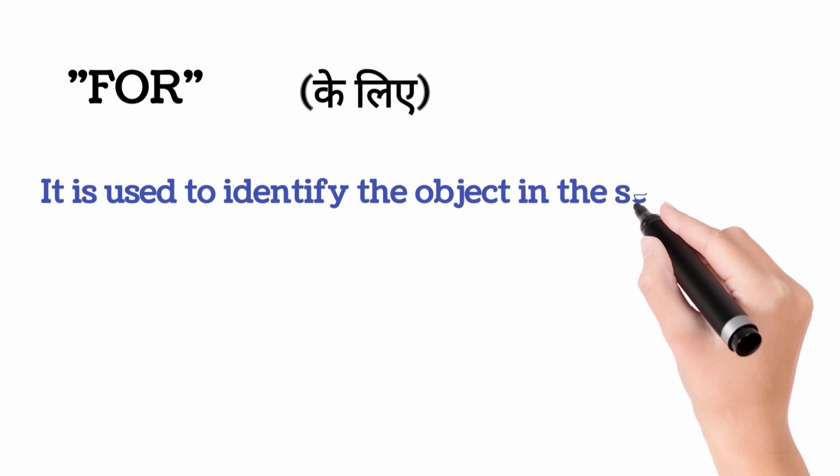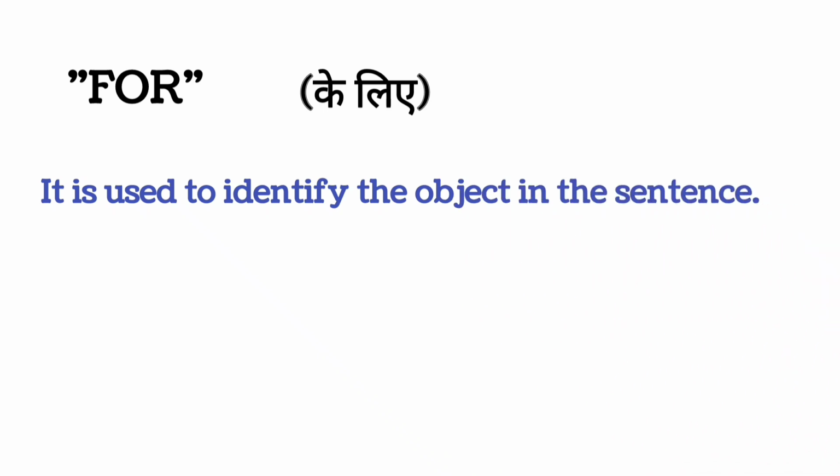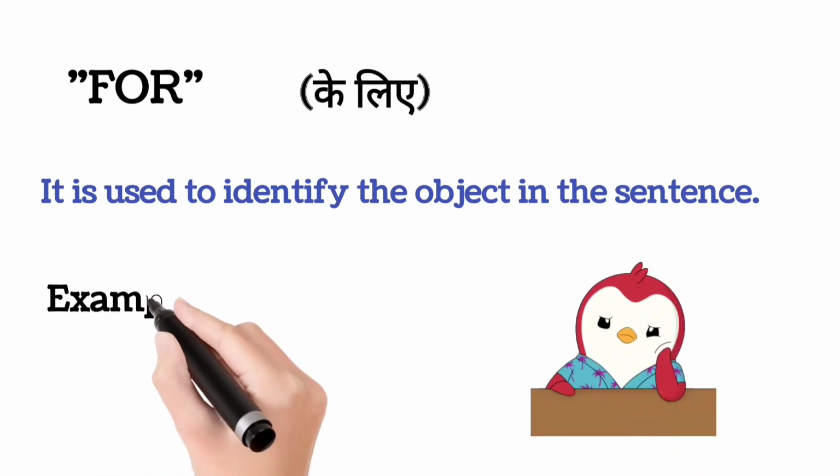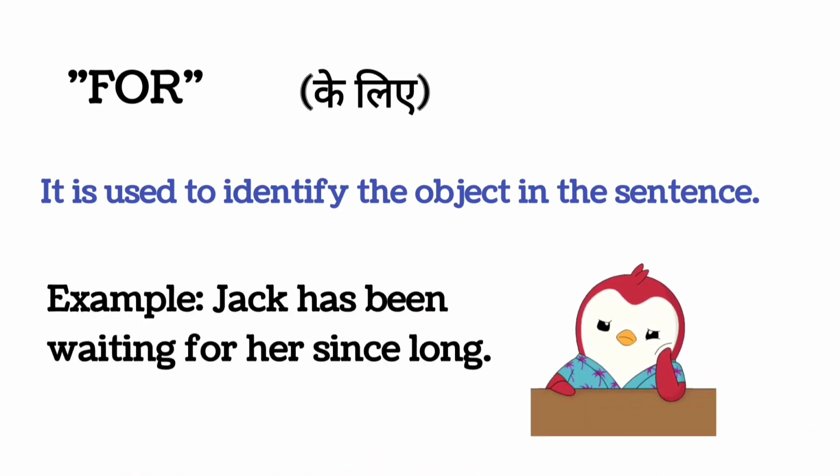For. It is used to identify the object in the sentence. Jack has been waiting for her since long.